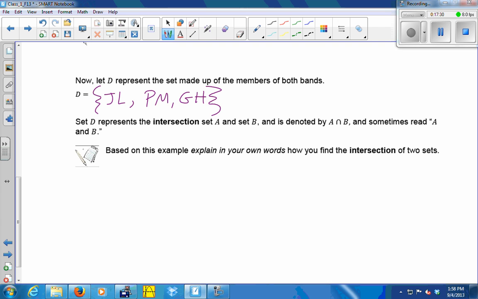And you can think of intersection like with a road, right? An intersection is where 2 roads overlap, where they cross. So an intersection of 2 sets is where 2 sets overlap, what they have in common. So you can put in your own words, how do you find the intersection of 2 sets? Take 30 seconds to do that.